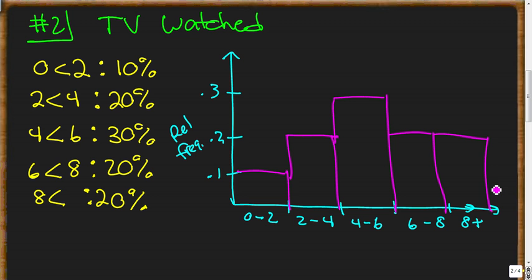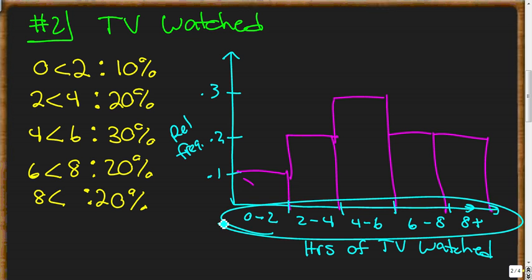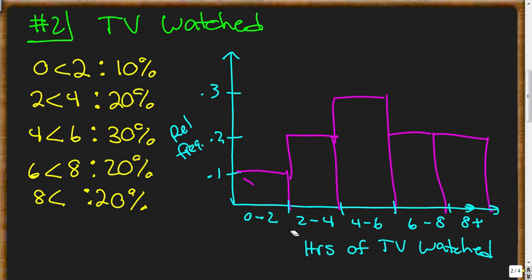So again, we have a shape that we can see. It seems like a lot of people are watching a lot of TV. But mainly you want to, again, make sure that for hours of TV watched, you are labeling your axes, and also that the axes actually mean something. That's the difference between a histogram and a bar graph, or a bar chart.